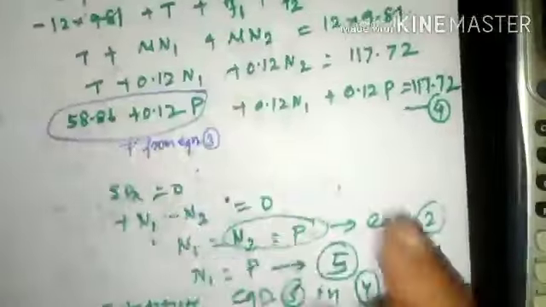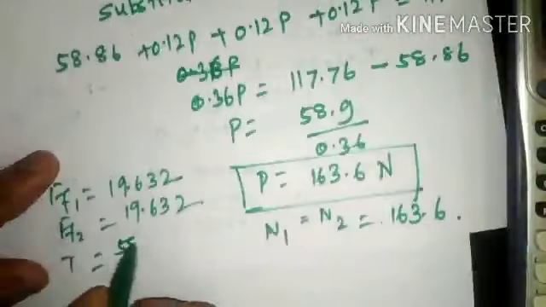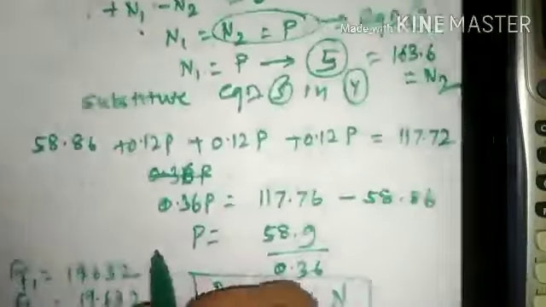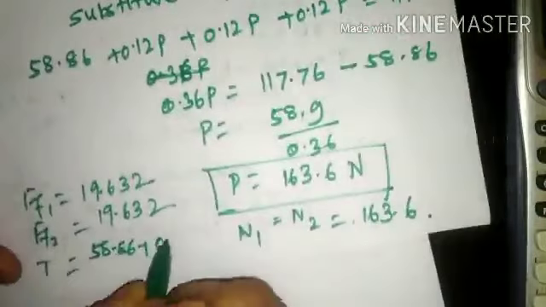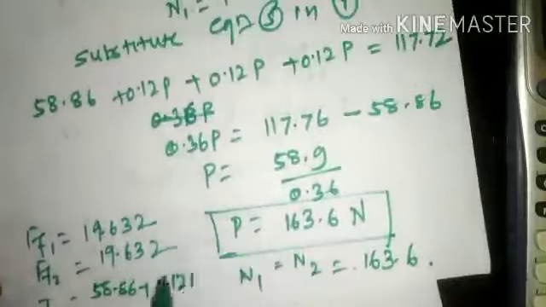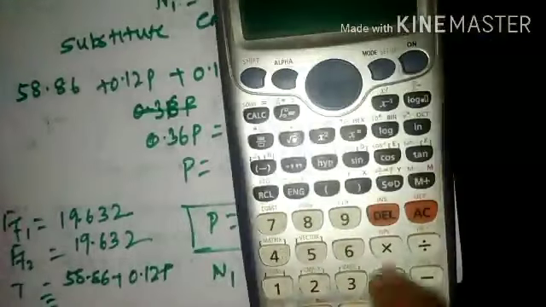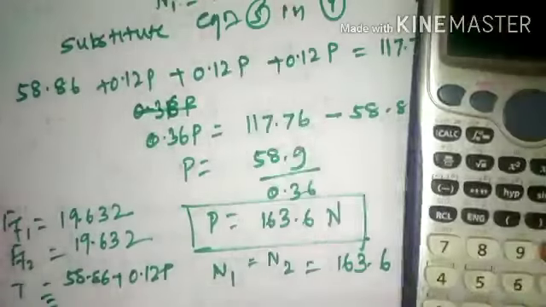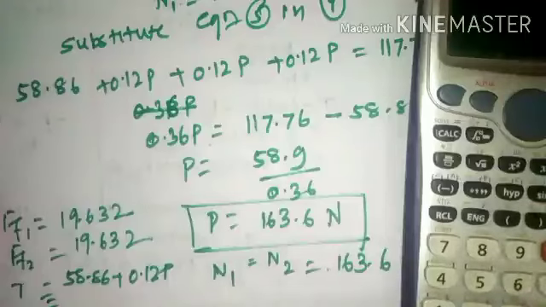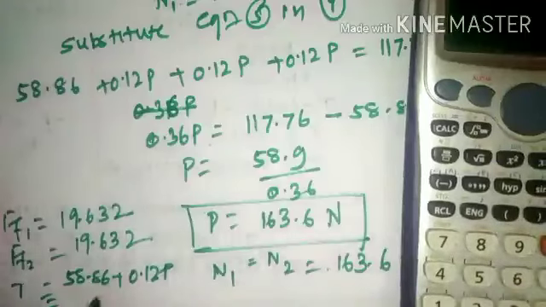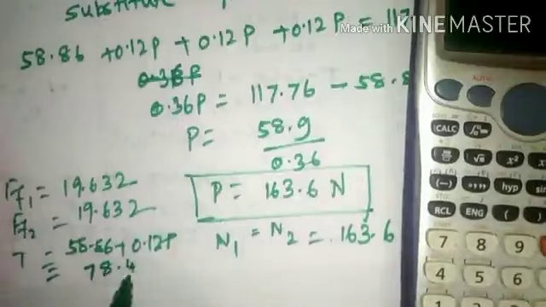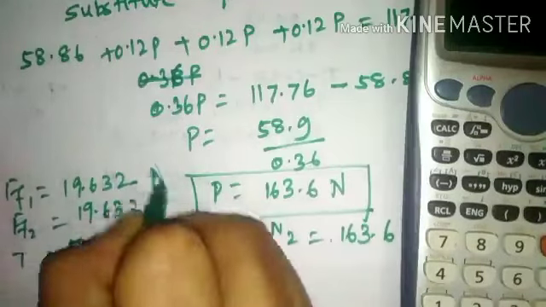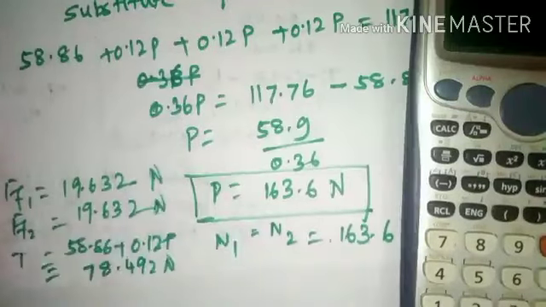T is equal to 58.86 plus 0.12 times of P. So T equals 58.86 plus 0.12 times 163.6, wherein the T value will come out as 78.492 Newton. So these are nothing but the values related to block A and block B.